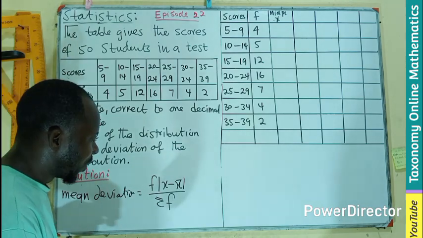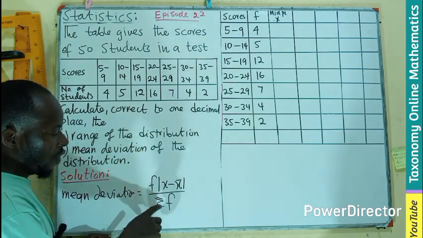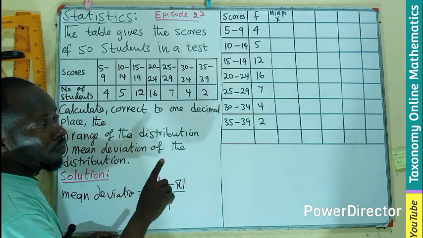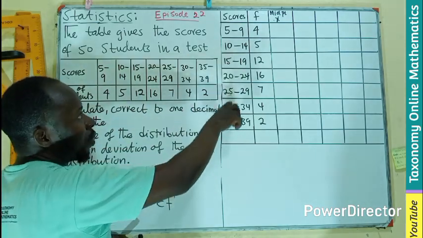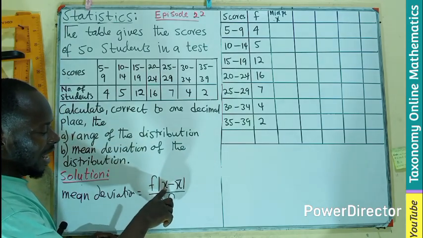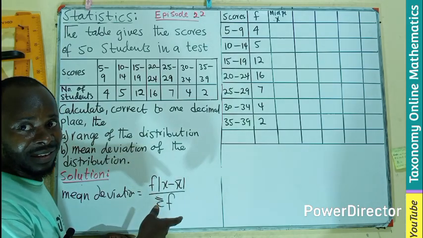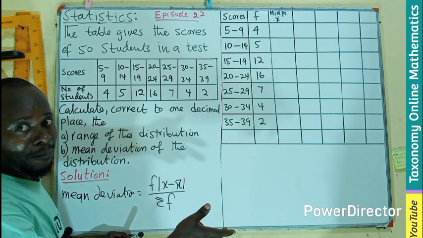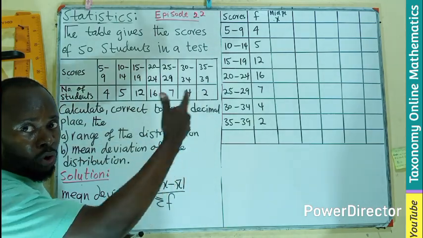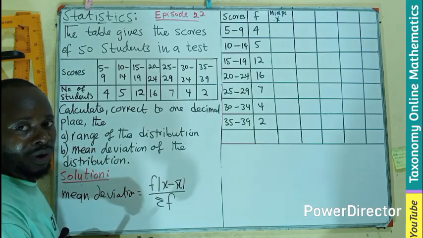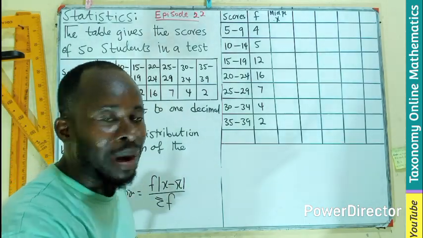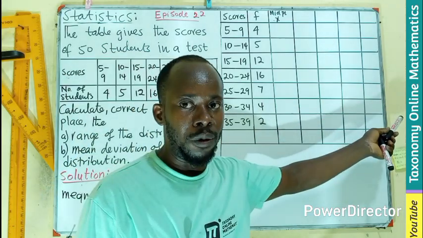So I need a column for the f, which we have there. I need a column for x, which I don't have, so I need to find the midpoint. I need x minus x bar. Those columns will be there. Then the absolute value column will be there. Then f times the absolute value. So these are what determine the number of columns to draw.